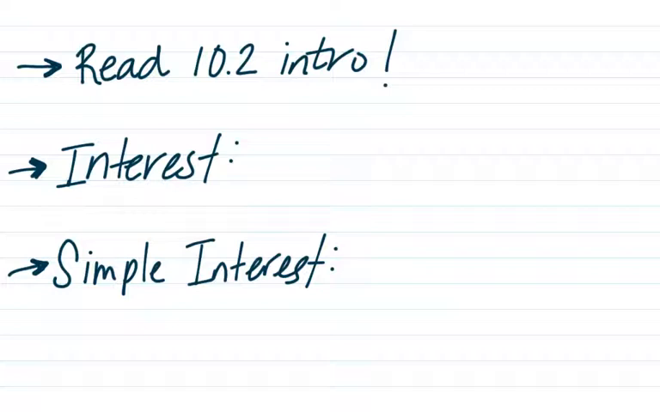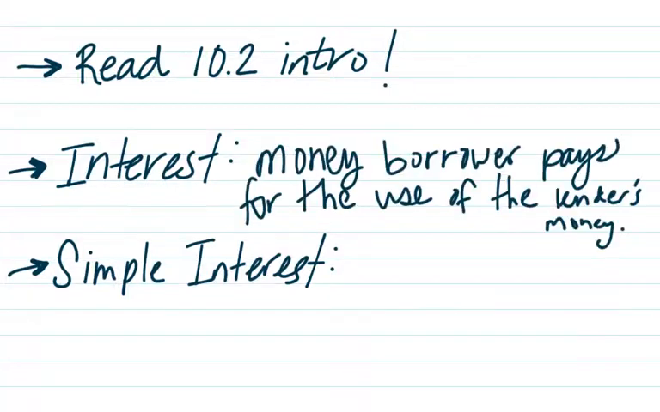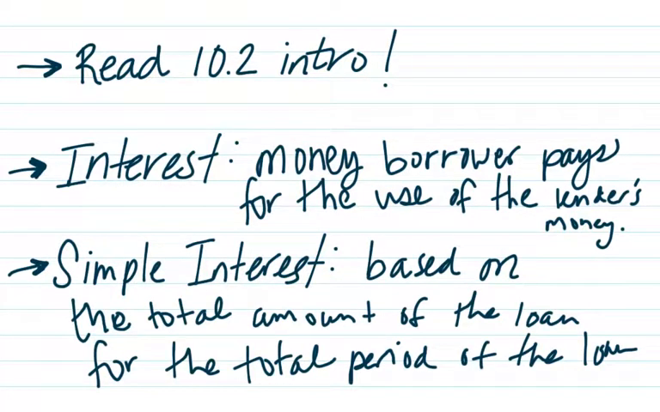the section. But one of the things we want to make sure that we cover is the concept of simple interest. And in order to do that, we need to know what interest is. Interest is the money the borrower pays for the use of the lender's money. Simple interest is based on the entire amount of the loan for the total period of the loan. While there are other types of interest, in this section we're going to focus on simple interest.